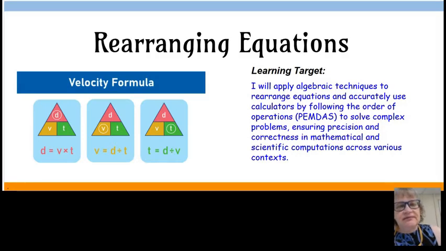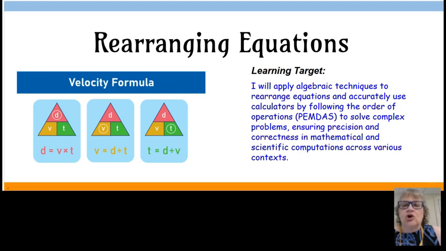Next lesson is rearranging equations. One of the prerequisites of this course is to have knowledge of algebra. And I know that not everybody is the best at algebra. But if you can rearrange equations, you'll be fine.